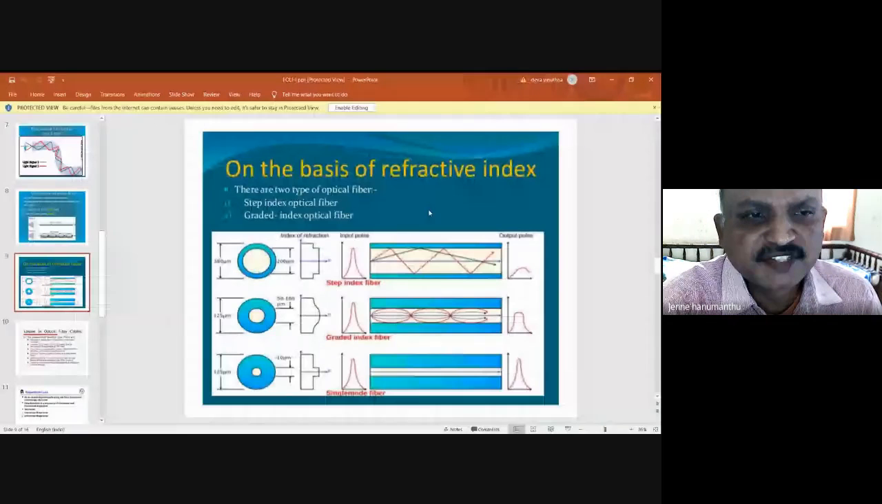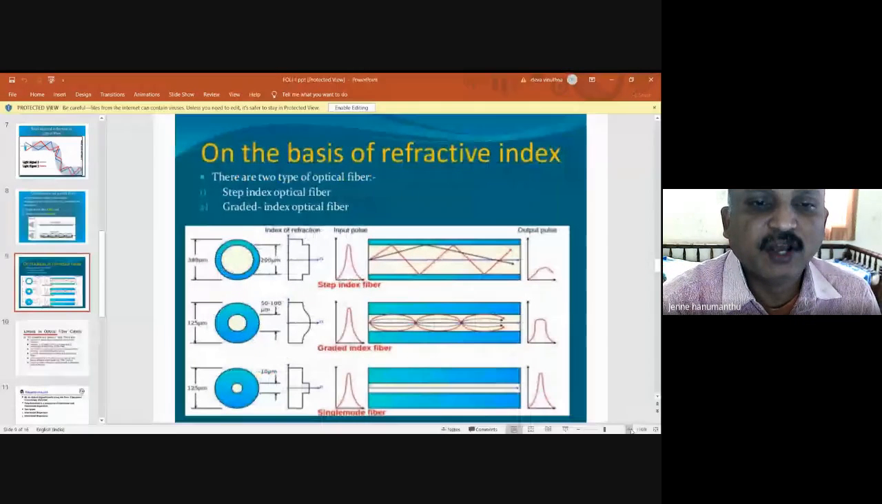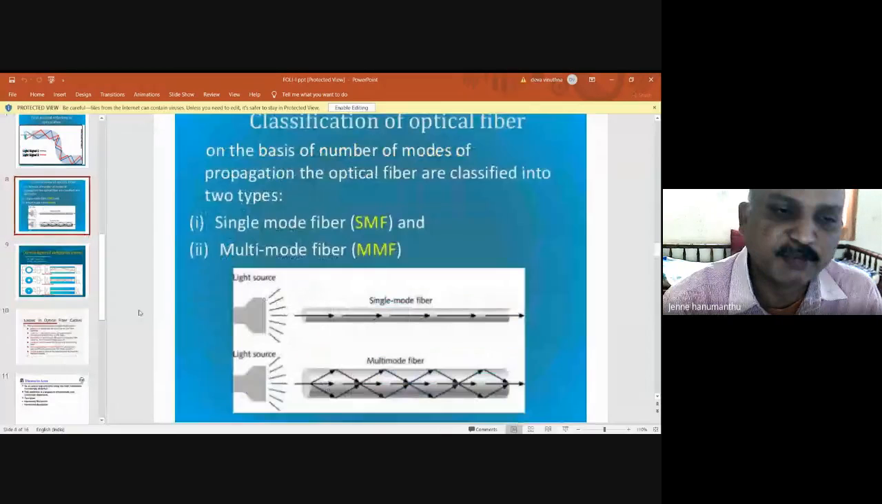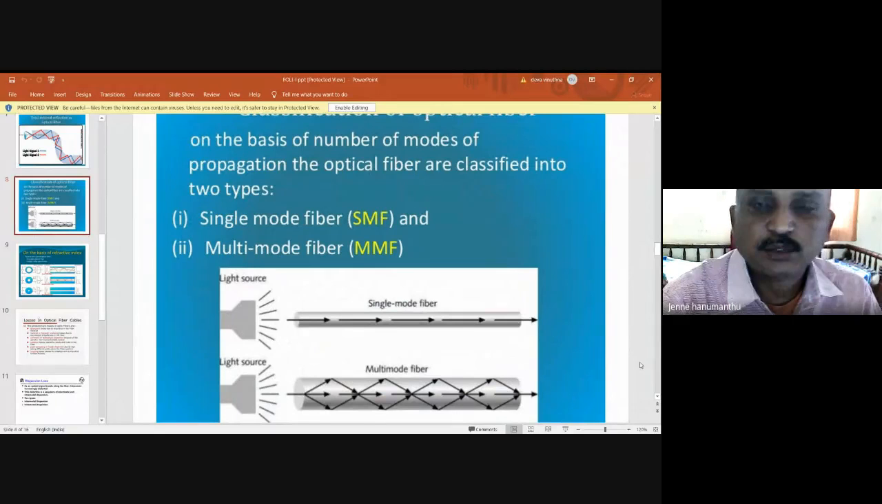So what is the meaning of single mode fiber? Single mode fiber means this fiber allows the light in one direction. See this diagram, it allows only one direction. One direction means one path. Mode means path. Single path: the light will take a single path in order to propagate throughout the fiber. That is the meaning of single mode fiber.